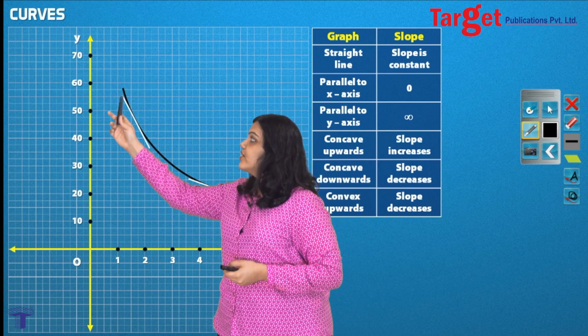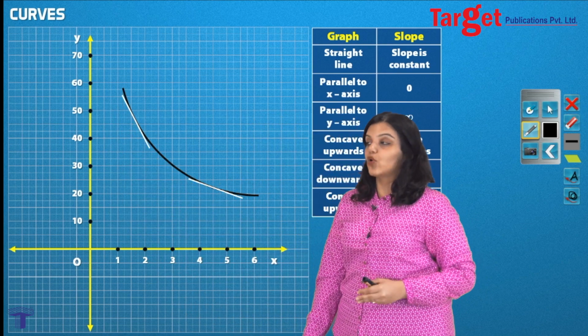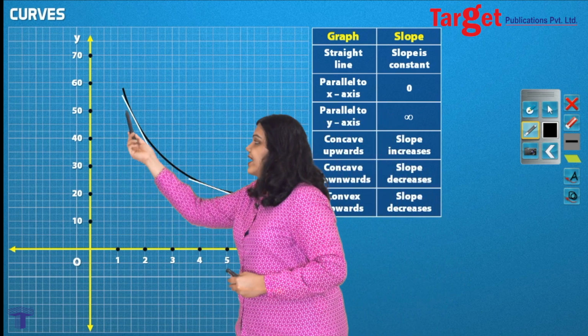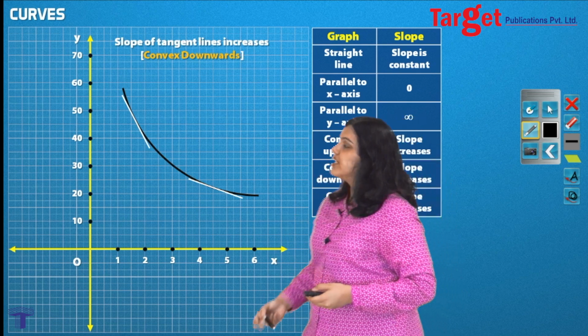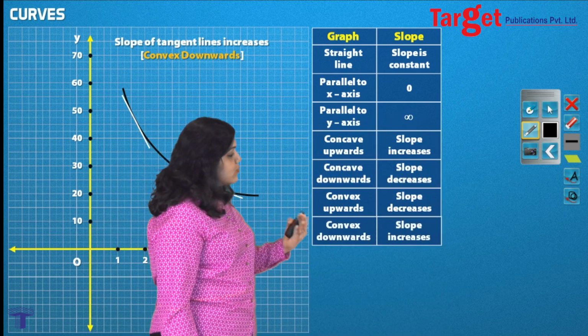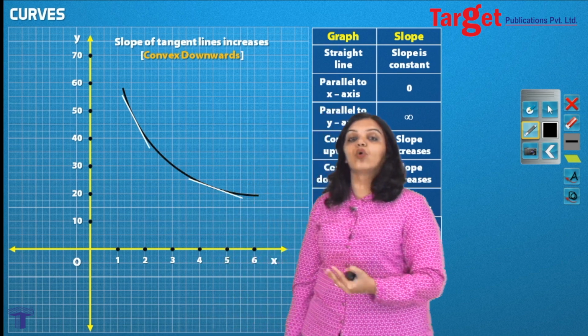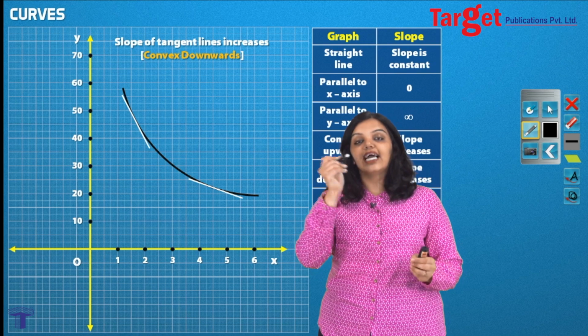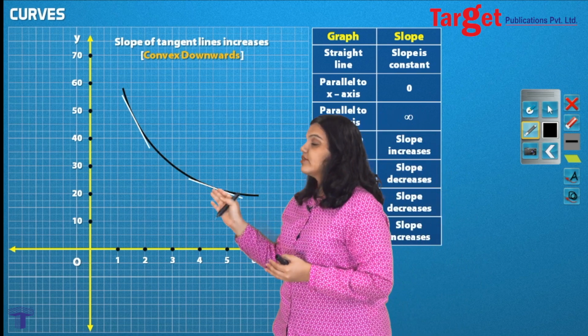So even though I am going from a vertical line to a horizontal line, why am I increasing in slope? Because these are negative. So negative infinity to 0 is an increase. So every time you have a convex downwards graph, your slope increases. So you can see how we have managed to analyze the trend of the slope simply by drawing some tangent lines at any points that you want, at various points on the graph.